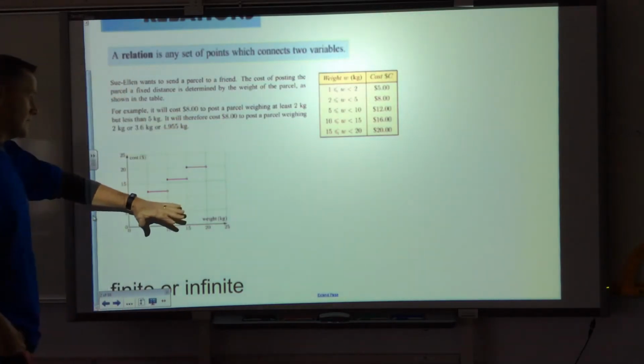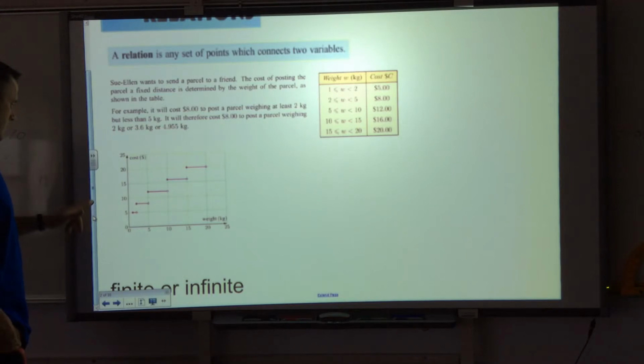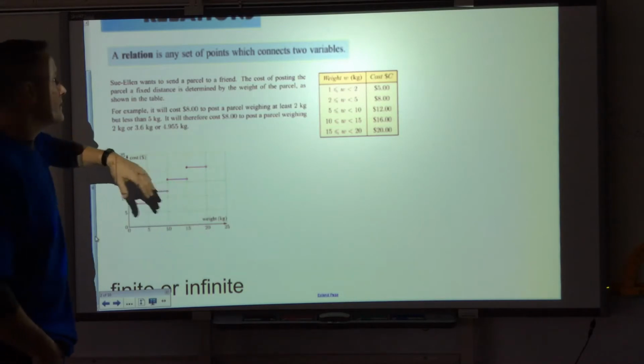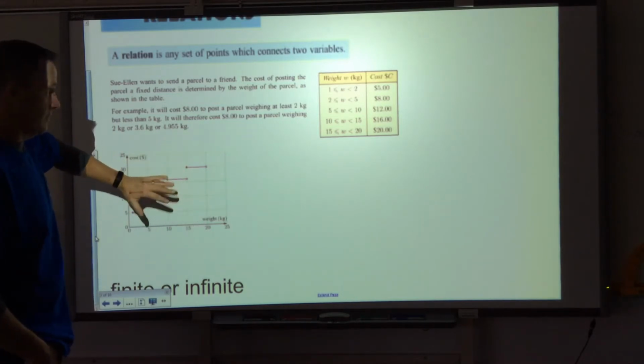They then convert that to a graph, and this is called a step graph. So the representation of, let's see, $5 is for 1 kilogram to less than 2 kilograms, and then 2 kilograms to less than 5 kilograms. And they do that step, and that's how this is graphed. This is called a step graph again.